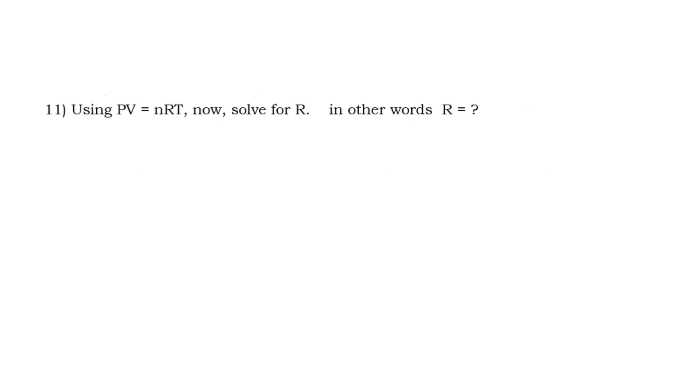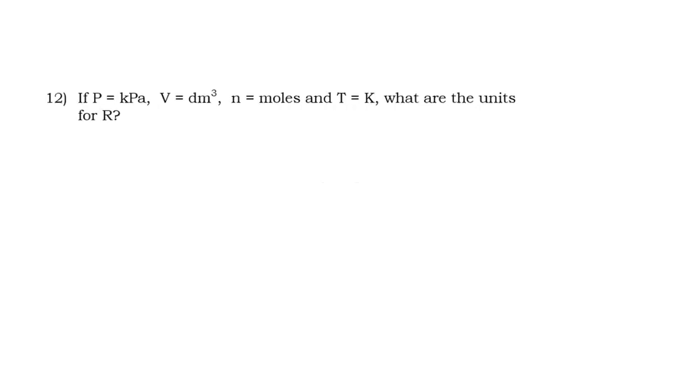All right, so using PV equals nRT, we're going to solve for R. So in other words, R equals what? There is a set value that we're going to put in place for R, and we're going to put all the other information in and solve for it. Now this is only relative to the units that you put in for pressure, for volume, and for temperature. So in this case, we have kilopascals, decimeters cubed, and temperature in Kelvin. And of course, n is always going to be in moles. So that will be our units.